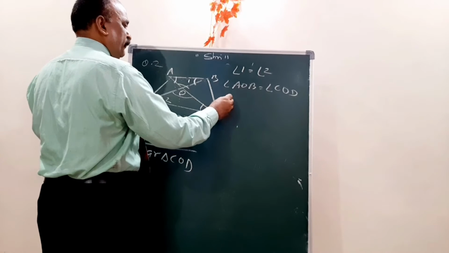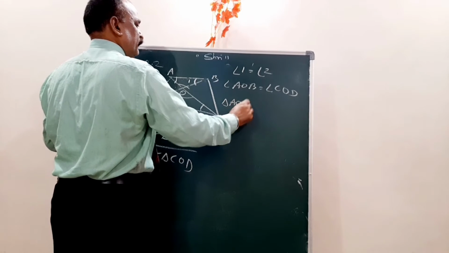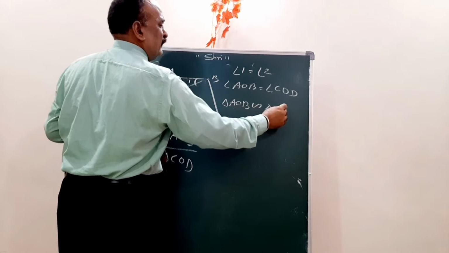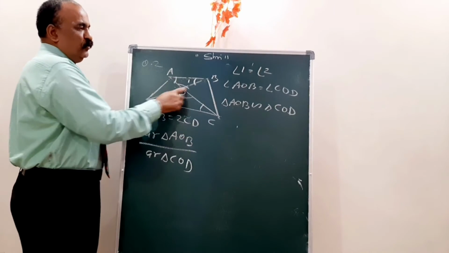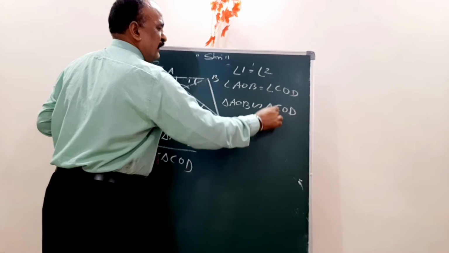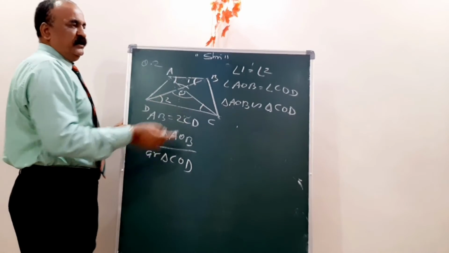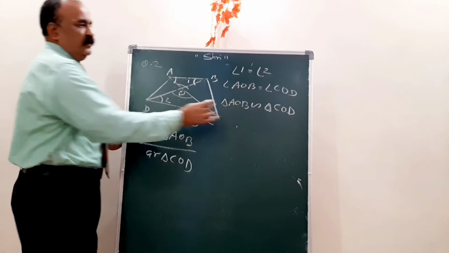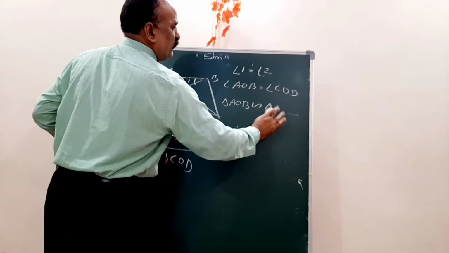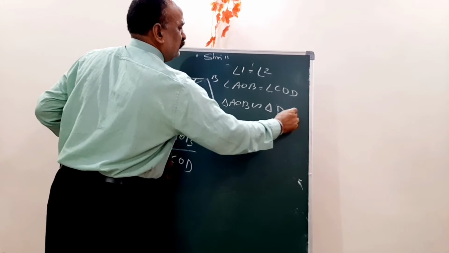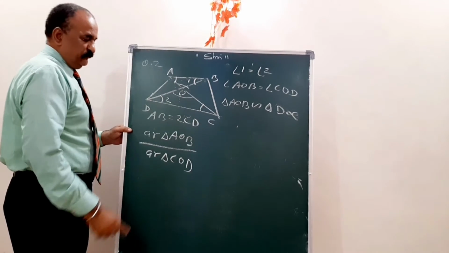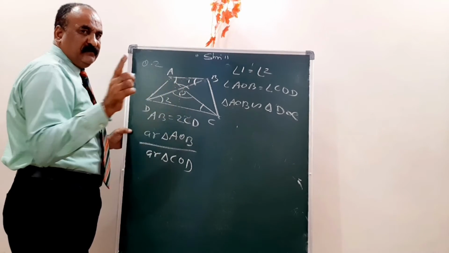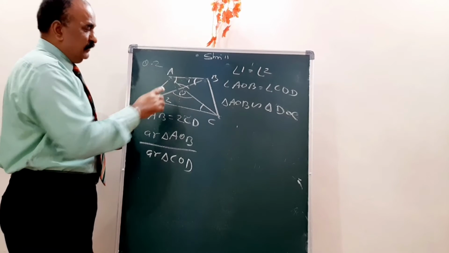Triangle AOB is similar to triangle COD, or DOC you can write. Triangle AOB is similar to triangle DOC. It means both the triangles are similar. Why are these two triangles similar?